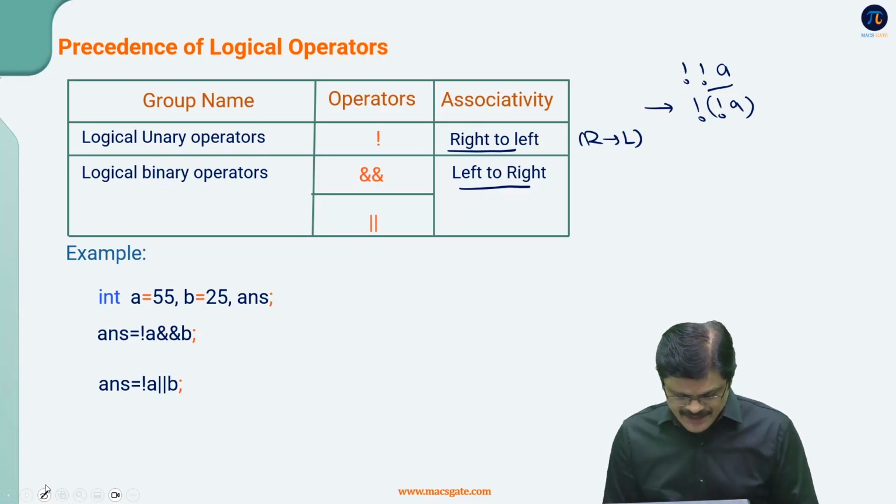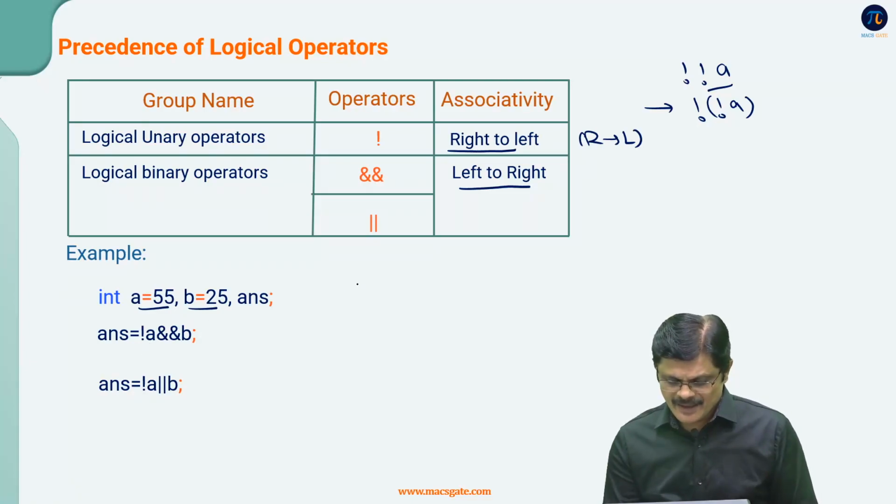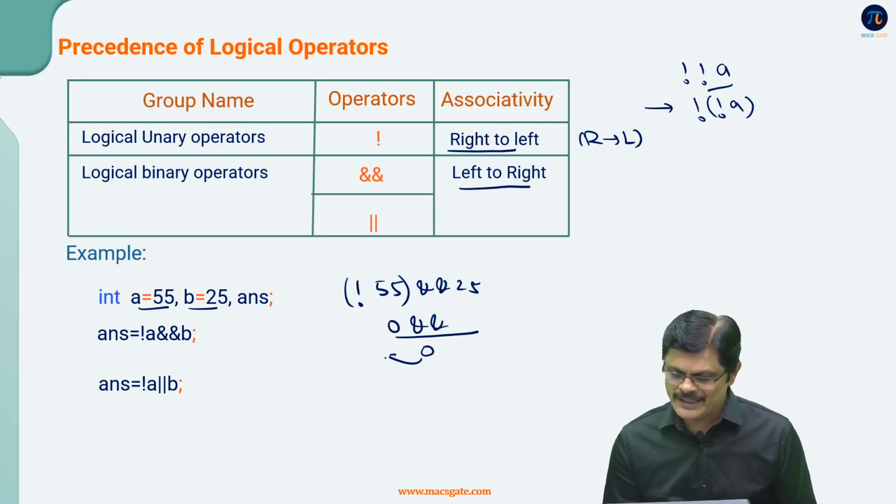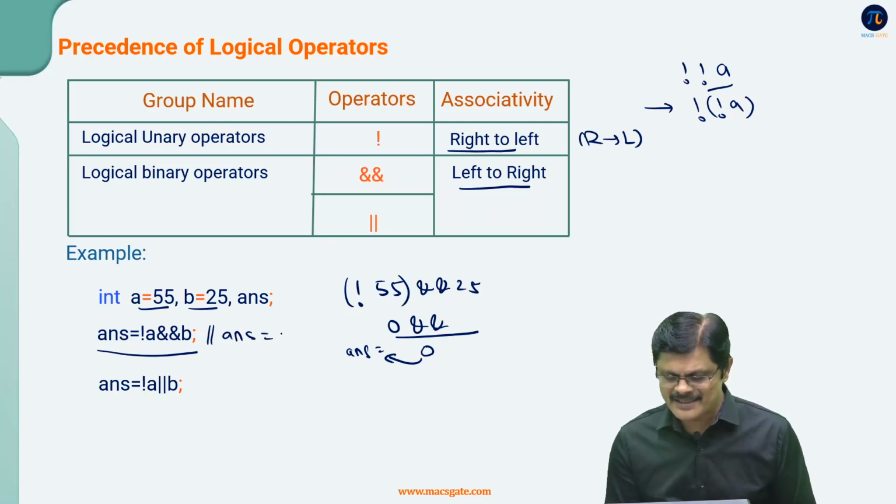Okay? Now, let us take some simple examples. A is 55, B is 25, what is the value of answer? So, here if you see not A and B. Not has higher precedence. So, first not 55, 55 is non-zero. So, not of that will be 0. So, 0 and, short circuit, 0 and anything is 0. So, 0 is assigned to answer. So, in this case answer will be 0.